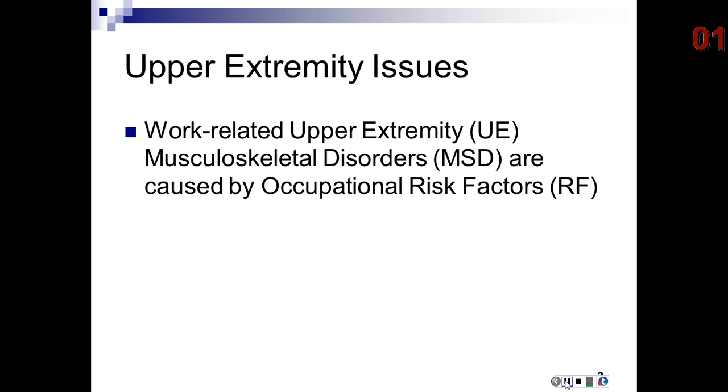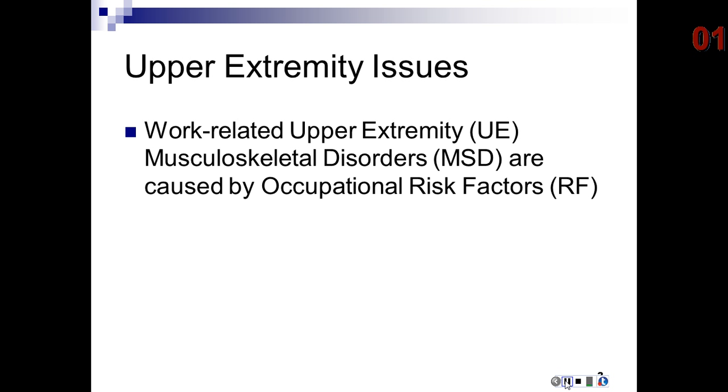Secondly, you know that an employee can be doing something outside of work, their hobbies or activities, sports, carpentry, those types of things, and those can contribute to upper extremity disorders. And then your third source would be work-related risk factors. But whenever we add in the work-related upper extremity MSDs, those do definitely have a work component, and they are caused by occupational risk factors. And so this statement is true.